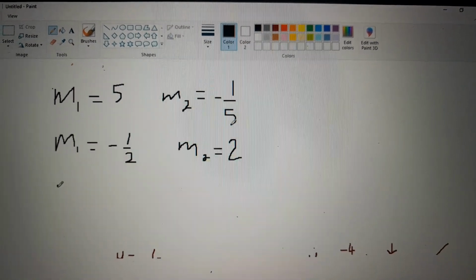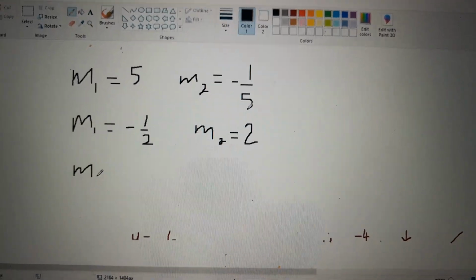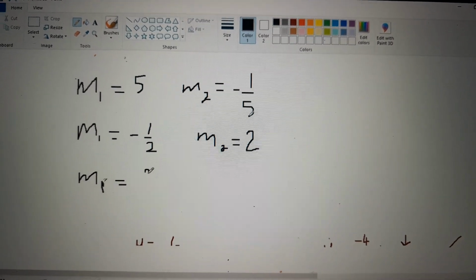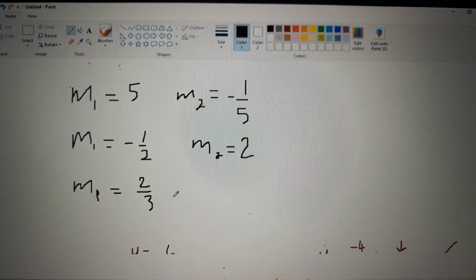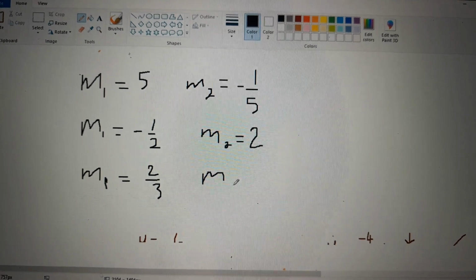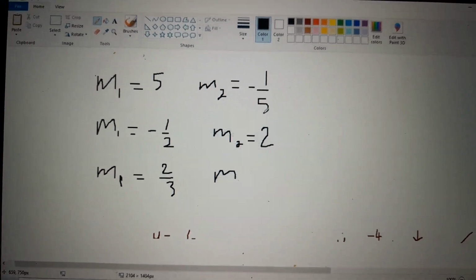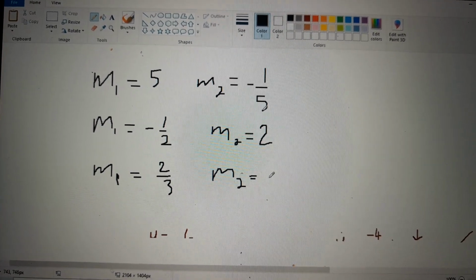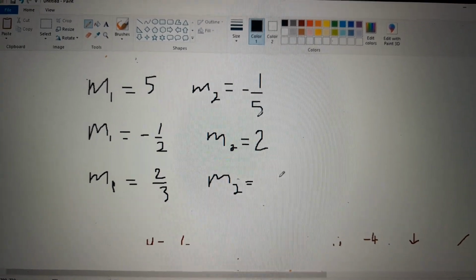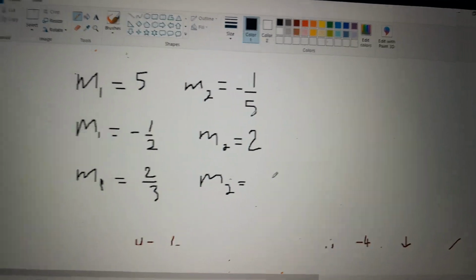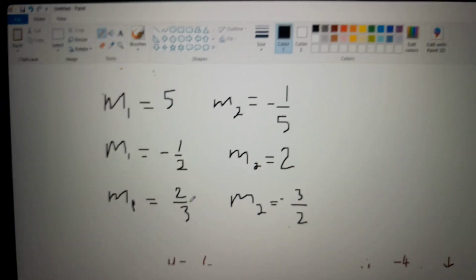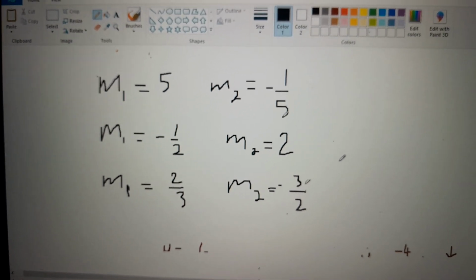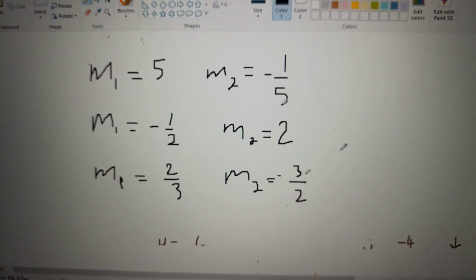So I'll do one more. If the gradient of the tangent is 2/3, what would the gradient, and someone else, what would the gradient of the normal be? -3/2. Come on. You upturn and you just change the sign. That's basically how we find the gradient of the normal.